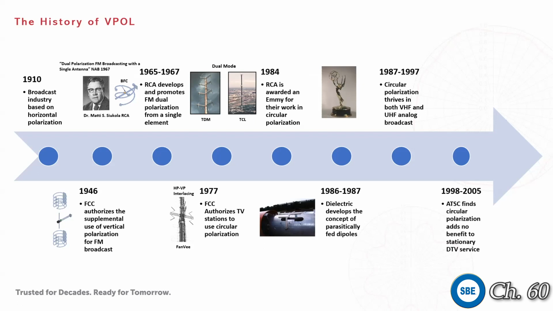Now, as you get into the end of the 90s and the early aughts, we're looking forward to a digital transmission age. And the ATSC finds that circular polarization adds no benefit to stationary DTV services. Now, if by this point I have not completely put you to sleep, you might be kind of wondering, what? You're here to talk about vertical polarization, and you're telling me that the ATSC even 20 years ago was finding that it has no benefit. Well, kind of, sort of, no, yes.